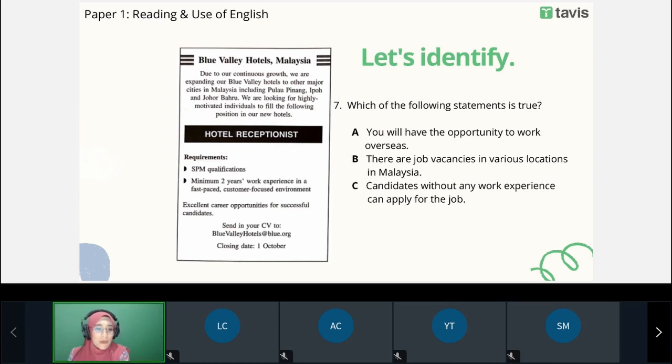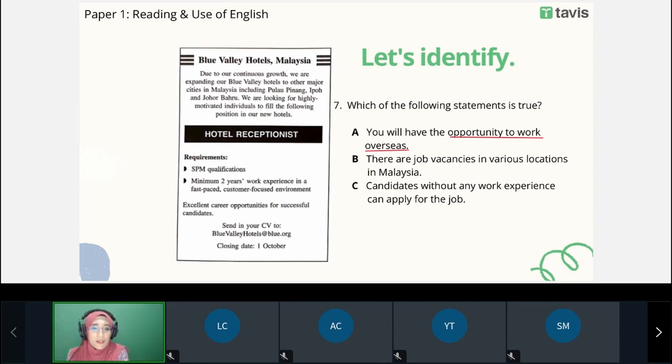Everybody? So A says you will have the opportunity to work overseas. Let's try and underline, or you can highlight. Opportunity to work overseas. Does it say anything about overseas work? Okay, we'll see about it.